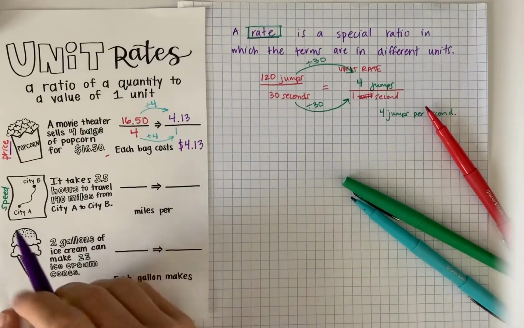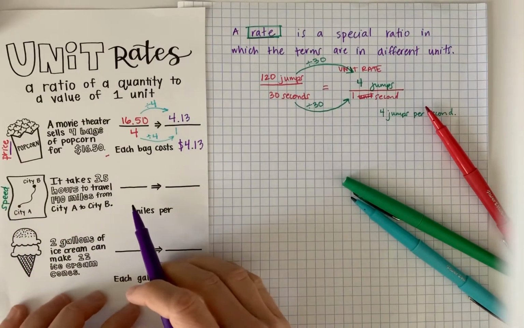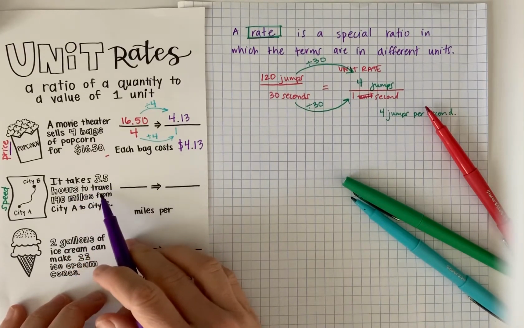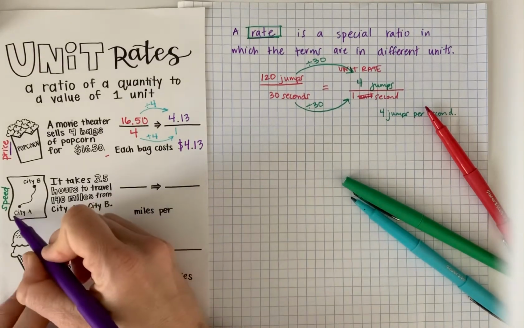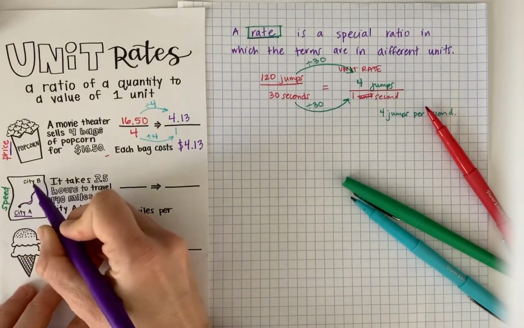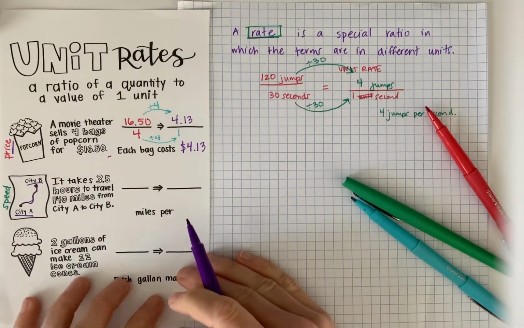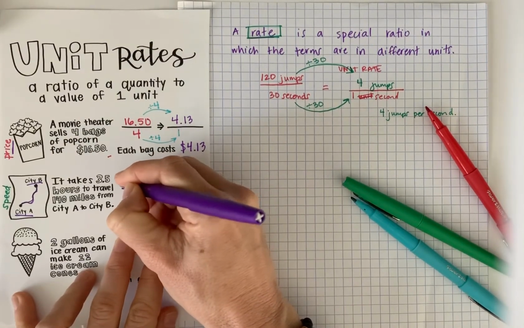Another common unit rate you're going to see is speed. So it's a distance over time. In this case, it takes 3.5 hours to travel 140 miles from city A to city B. So here we have city A, and you're going to city B, and it takes you 3.5 hours. So we can go ahead and write the distance, because we know it's distance over time, and I'm going to write that over here.